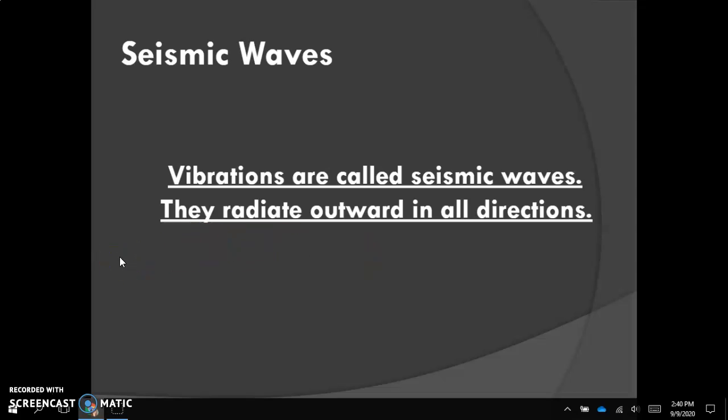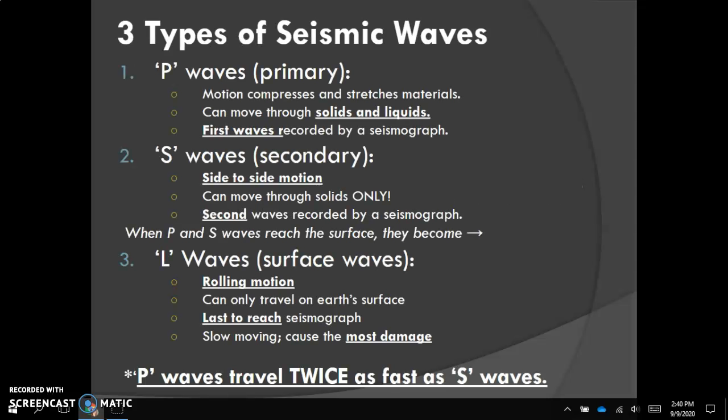The vibrations that are created from an earthquake are known as seismic waves, and they radiate out in all directions. We've talked about seismic waves a little bit, but we're going to get into them even more here. There are 3 types of seismic waves. The first is the P wave, which is a primary wave. This is a motion that compresses and stretches materials. It can move through solids and liquids. This is very important: P waves move through both solids and liquids.